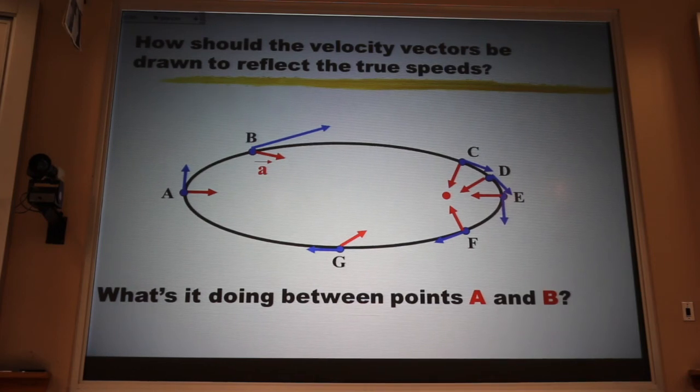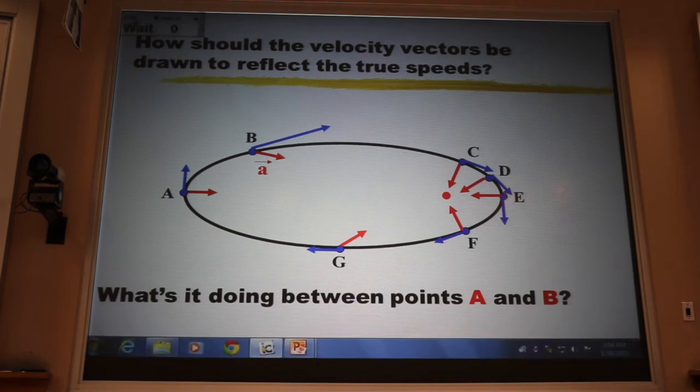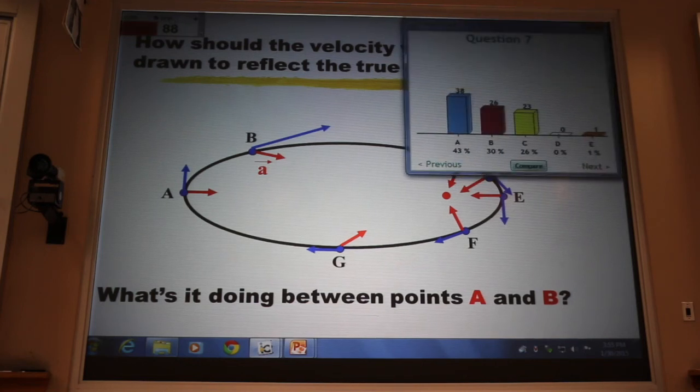Okay, with your clicker, people. The magnitude of the vector at C is greater than, less than, or equal to the magnitude of the vector at B. Should I draw C longer, shorter, or the same as B? Really quick. Okay, last call. Whoa, we don't know. We really don't know.